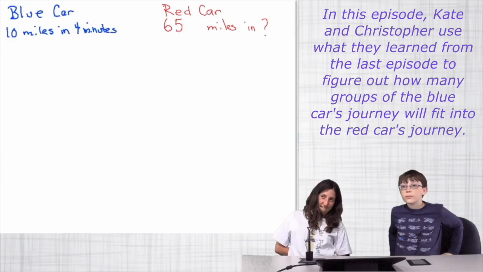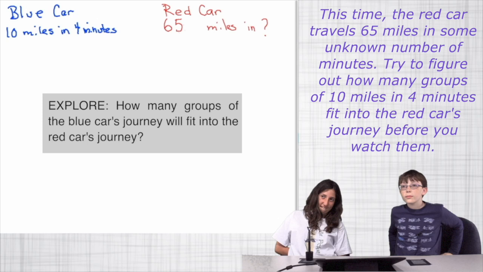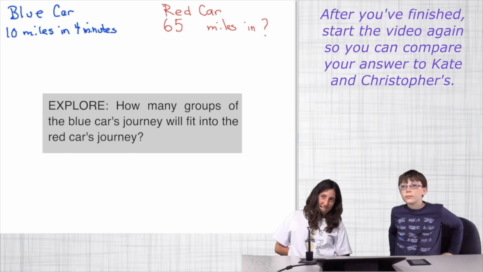In this episode, Kate and Christopher use what they learned from the last episode to figure out how many groups of the blue car's journey will fit into the red car's journey. This time, the red car travels 65 miles in some unknown number of minutes. Try to figure out how many groups of 10 miles in 4 minutes fit into the red car's journey before you watch them. After you've finished, start the video again so you can compare your answer to Kate and Christopher's.